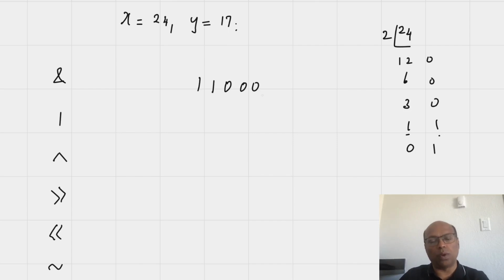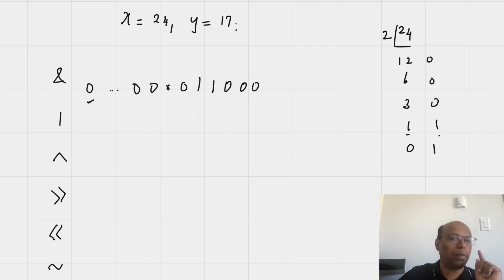If you don't know how to get the binary form, please watch the previous lecture on the number system. Now, this is only 5 bits. X is an integer. Integer means 4 bytes. 4 bytes will have 32 bits. Here only 5 bits are filled. The remaining will all be filled with zeros. The first bit is the sign bit. If the sign bit is 0, the number is positive. If the sign bit is 1, the number is negative. There are 32 bits here.